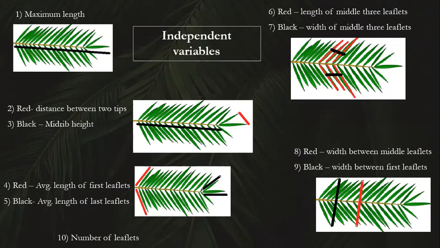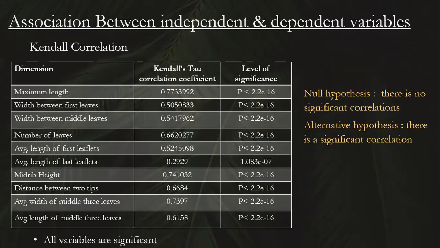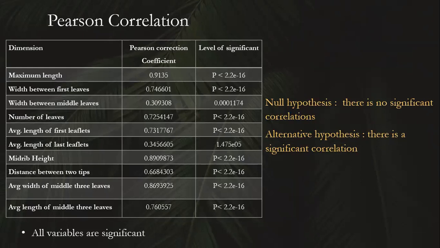This slide shows the way of getting necessary measurements. I had 10 independent variables. Kendall correlation and Pearson correlation tests were used to find the association between independent and dependent variables. The null hypothesis is there is no significant correlation. The alternative hypothesis is there is a significant correlation. P-values were used to assess the significance. The output shows that all the variables are significant.